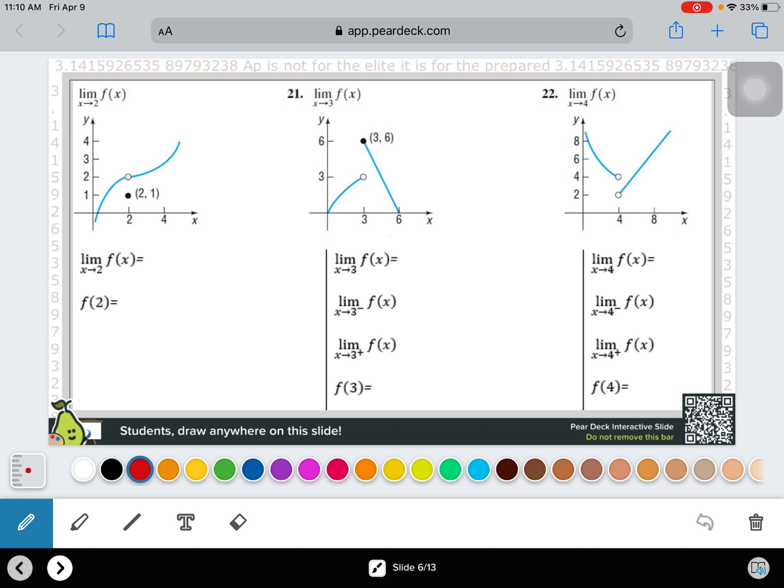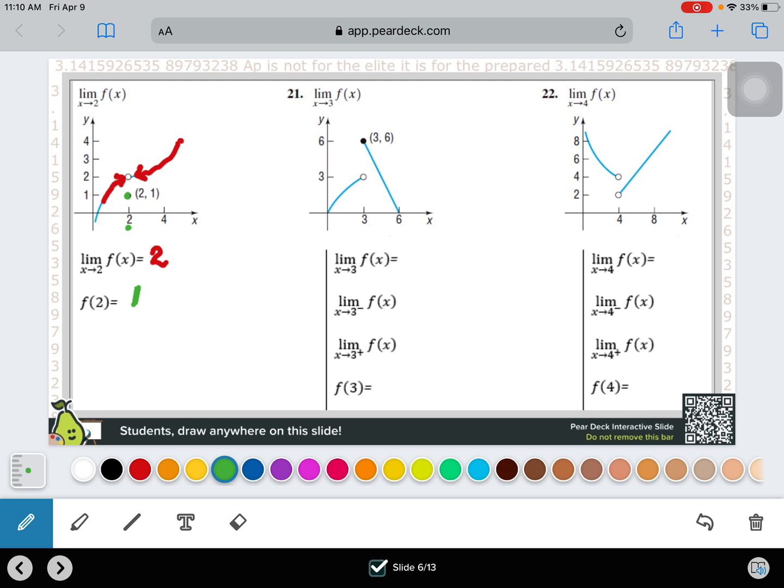So we have the limit as x approaches 2. Hopefully you were able to see that from the left, it approaches a y value of 2, and from the right, it approaches a y value of 2 as well. So my limit is 2. That is very different from my actual location. The location of this point right here is a height of 1. So when x equals 2, my y is 1.